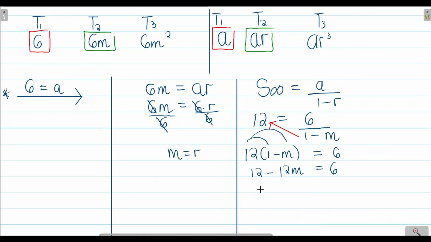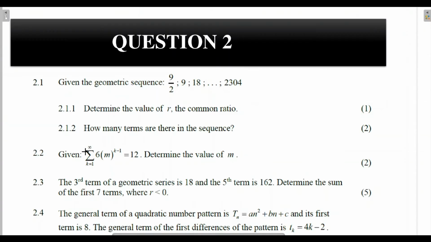And then you collect your like terms. So 12 minus 6 is equal to 12m. And if you divide by 12 and you divide by 12, your m is equal to 6 over 12, which is 1 over 2. Okay, then you found the value of your m.